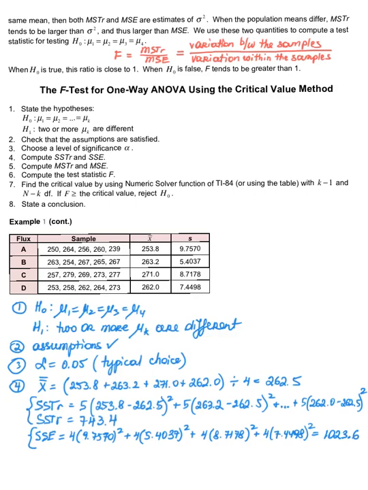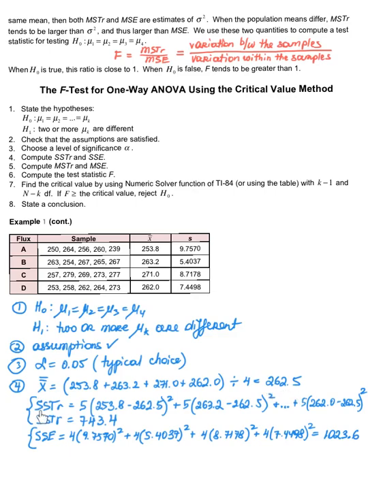The next step is to compute SSTR and SSE. To do that, we need to use the formulas I presented earlier. One of the formulas uses the grand mean, x double bar. To find it, I need to find the average of the averages. So I'm taking the sample means and finding the average of those. X double bar comes out to be 262.5.